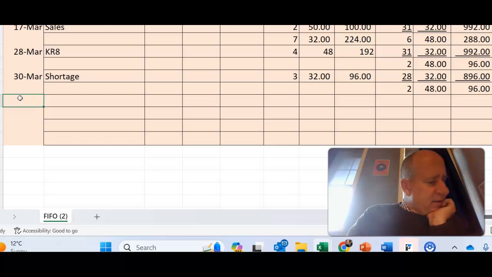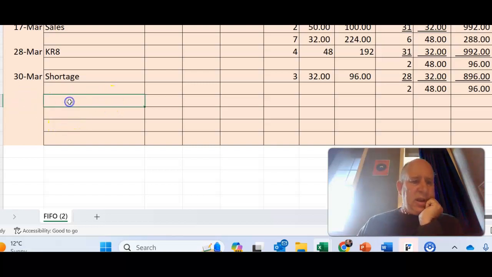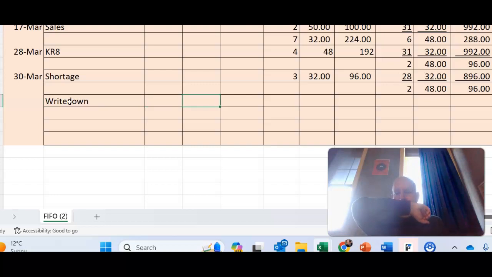And the last one is that 3 of the oldest stock are to be written down to $20 because of the damage caused by Koyo's testing. So we haven't got any in or out, but we're going to say write down. So instead of 28 at 32, we're going to have 3 less. So we're going to have 3 that are now worth $20, and they came out of that 28. So out of that 28, now we've got 25 at 32, and we've still got the 2 at 48.